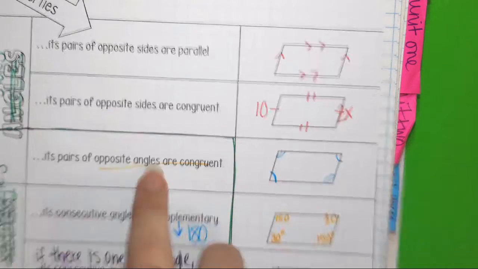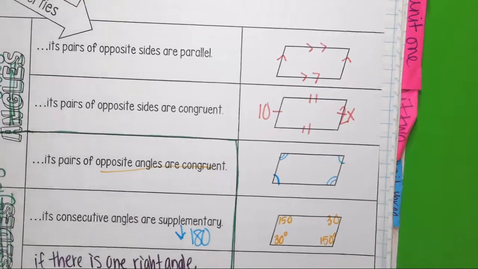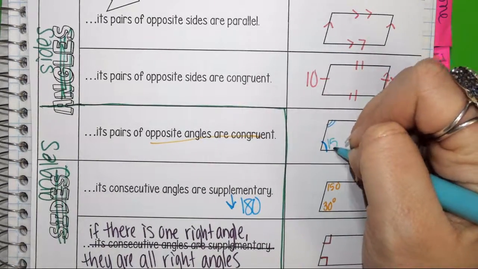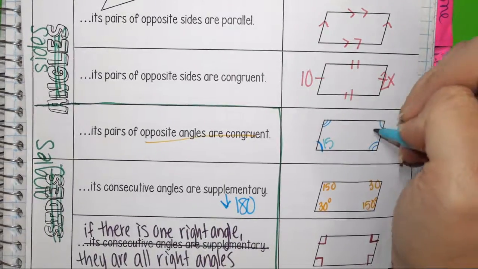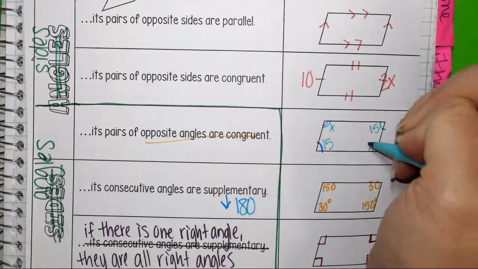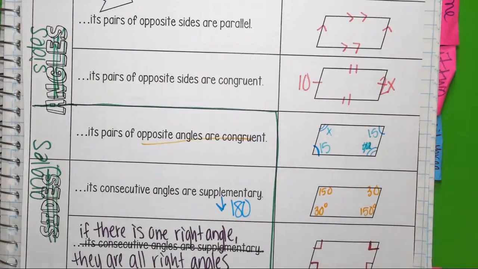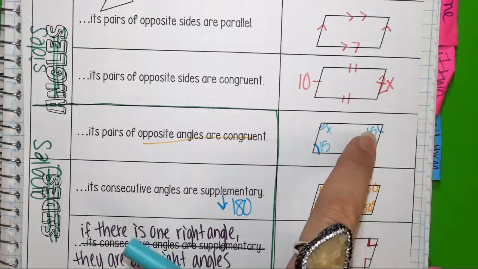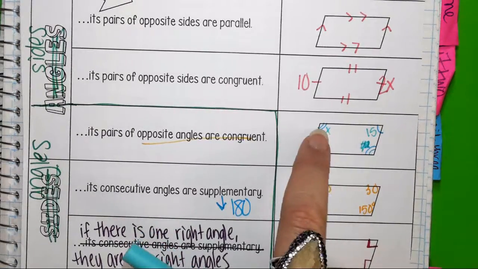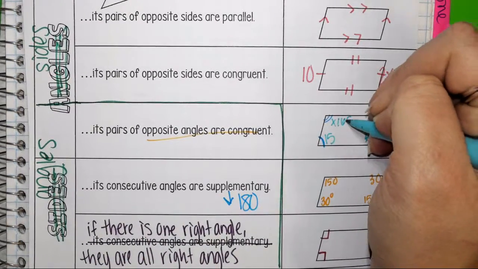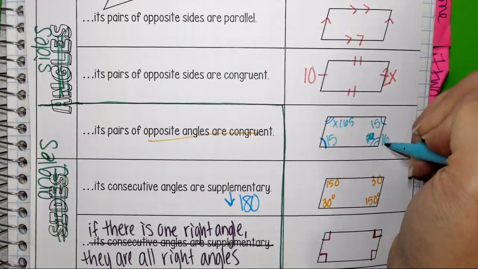What else do we know about angles of a parallelogram? Pairs of opposite angles are congruent. Good. Take a point. So if this was 15, what would this top angle be? 15. If this was x and this was 70, what would this have to be? These are what? Supplementary. They're consecutive. So what's 180 minus 15? 165. So what would this one be? 165. There we go.